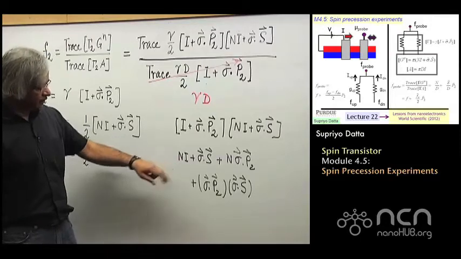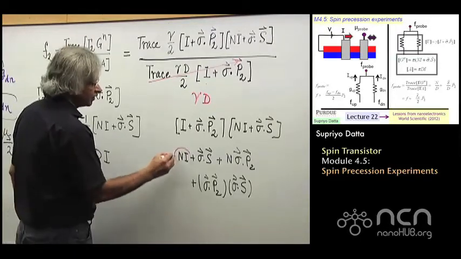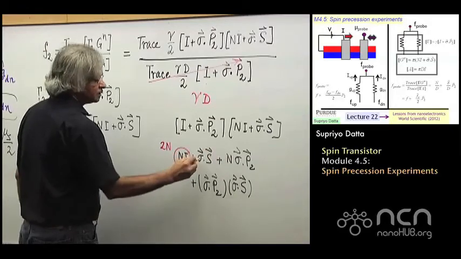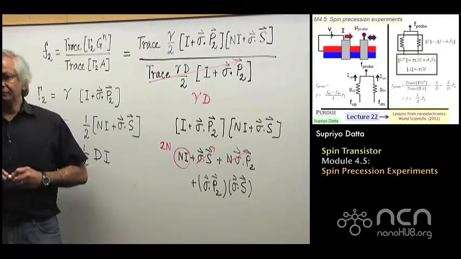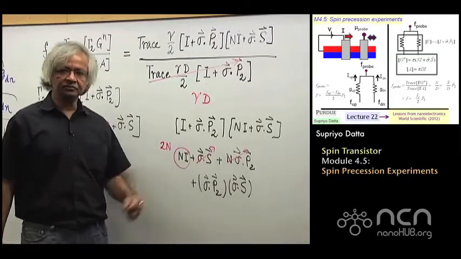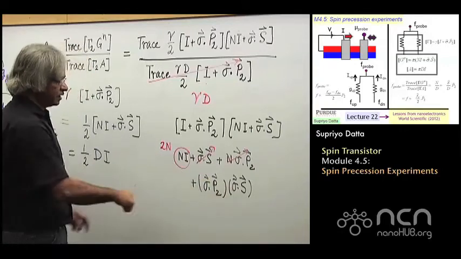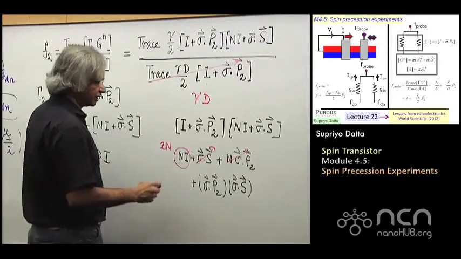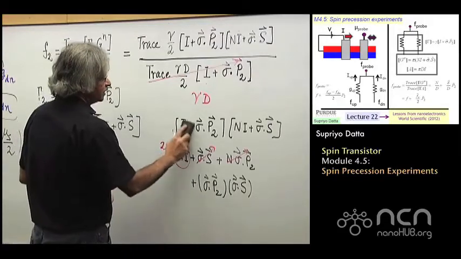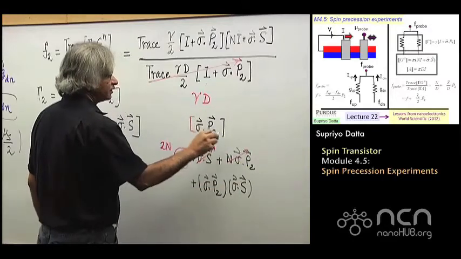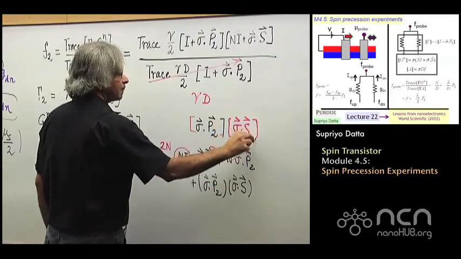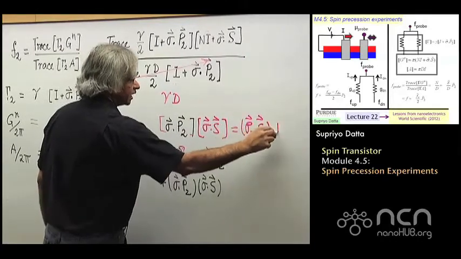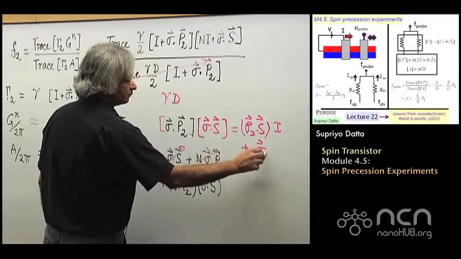Now the point is, firstly, that when I take the trace, that first one will give me 2N. 2 because the trace of the identity matrix is 2, and then there's N. And these will just give me 0. Why? Because the trace of any of the Pauli spin matrices is 0. So those are all zeros. Now this is the one that needs a little more discussion, and this is where one of the identities discussed in tutorial 2 is useful. What I showed there is that for sigma dot P2 times sigma dot S, you can write it as a first term which looks like P2 dot S times I, and then there is another term which is sigma dot something.